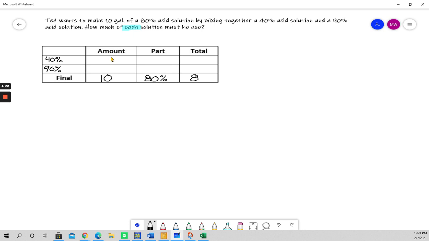So my 40% is x. It could be vice versa. That part doesn't really matter. I don't know the amount he needs, so I can only label it x. What I do know, though, is it's 40%, so I can say 0.4x. And I have a 90% acid solution. I don't know how much, so I'm going to label that y. What I do know, it's 90%, so I can say 0.9y. So what I'll have is x plus y equals 10, and 0.4x plus 0.9y has to equal 8.